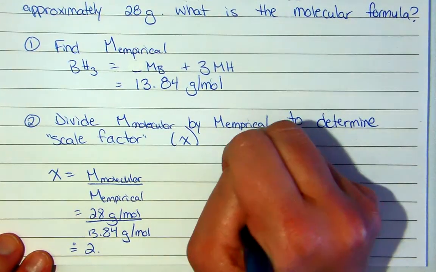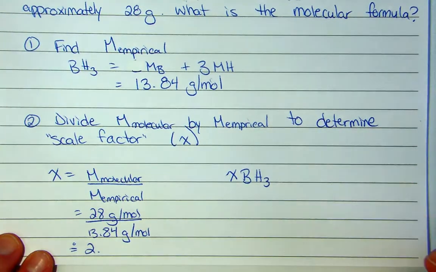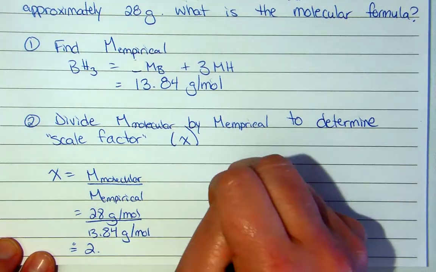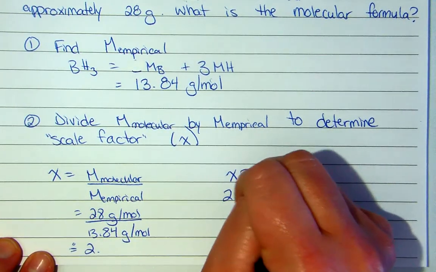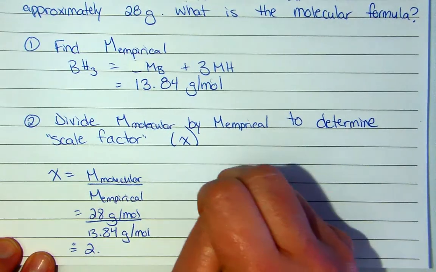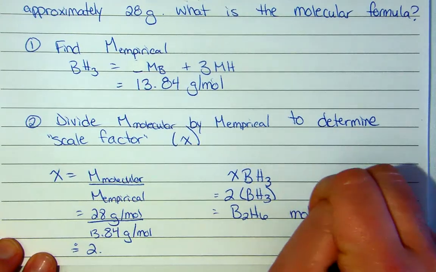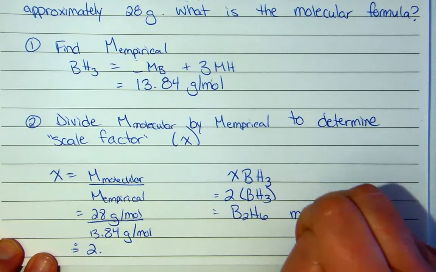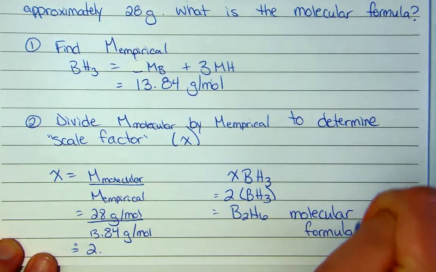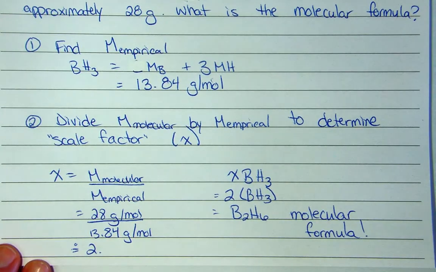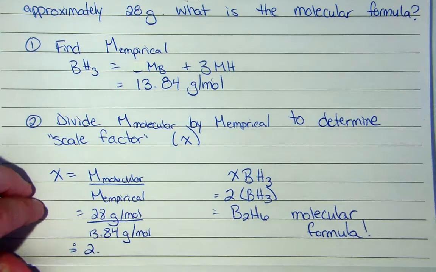That means that we take our scale factor, multiply it by our empirical formula, which gives us B2H6. That is our molecular formula. Ta-da! We did it! Okay, we've got 2 more examples that we're going to work through. Again, press pause, work at it, come back to me to check the answer.